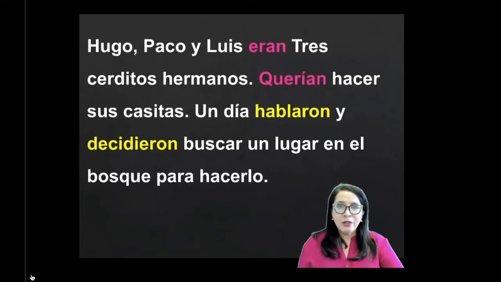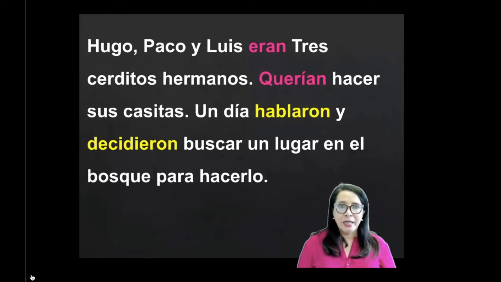Okay, so let's take a look at a simple story. Hugo, Paco y Luis eran tres cerditos hermanos. So Hugo, Paco y Luis, they were three brothers, the three little piggies. Here I'm painting the scene of the story. I'm giving you the background, so therefore, to describe who they were, I'm using the imperfect. Querían hacer sus casitas. That's a feeling that they had for some time. They wanted to build their little houses.